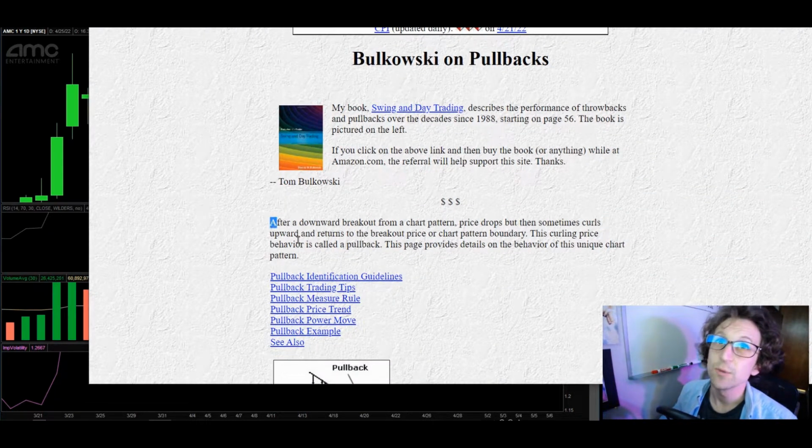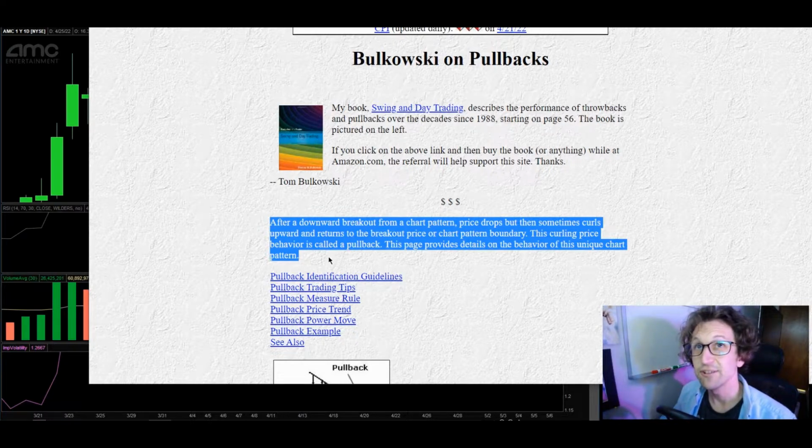So this is what a pullback is. Bulkowski writes that after a downtrend breakout from a chart pattern, price drops, but then sometimes curls upward and returns to the breakout price or chart pattern boundary. Thus, curling price behavior is called a pullback. This page provides detail on the behavior of this unique chart pattern.